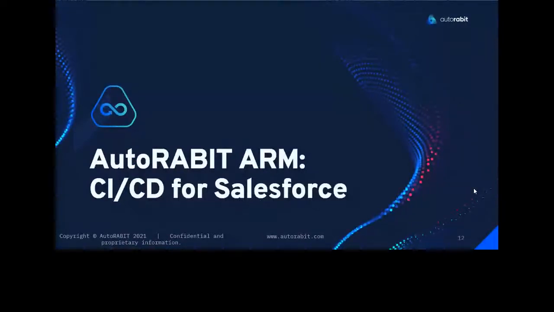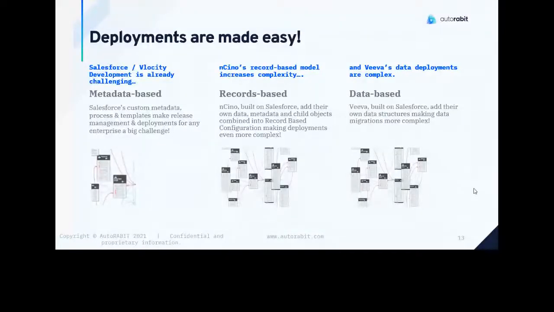Coming to ARM or AutoRABIT CI/CD for Salesforce, or DevSecOps automation, what we make easy is deployments for different ISVs or managed packages or Salesforce platforms today. When it comes to Salesforce Sales Cloud, Service Cloud, or Velocity, they are all metadata based configurations. So today their data or objects are very much dependent on metadata, and the architecture is very much metadata based.